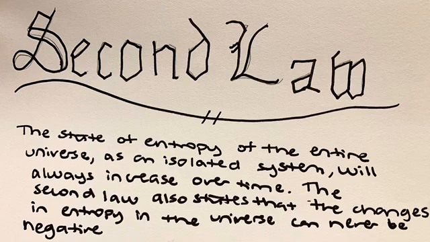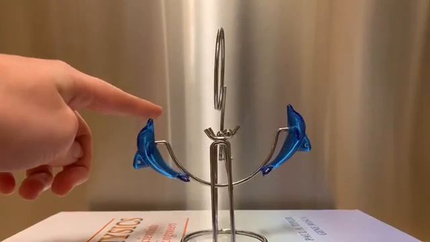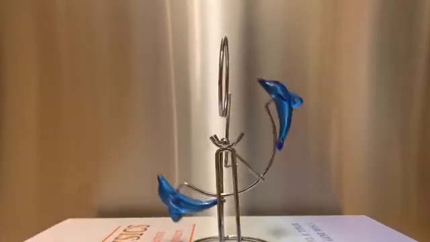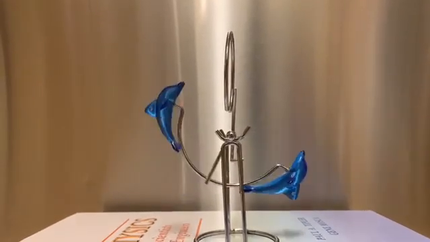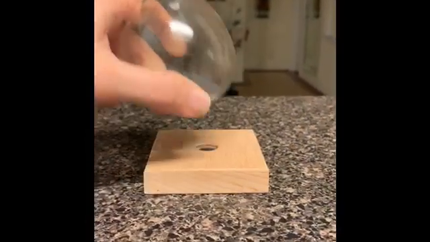The second law states that the state of entropy of the entire universe as an isolated system will always increase over time. The second law also states that the changes in entropy in the universe can never be negative. An interesting take on this first and second law is the idea of perpetual motion machines. These devices can do work indefinitely without an external energy source. It hypothetically would be able to power itself and perhaps even other machines.